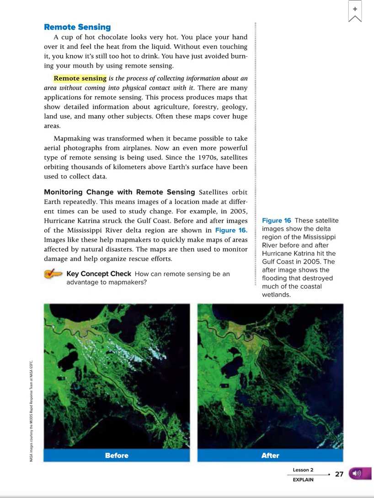Monitoring change with remote sensing. So satellites orbit Earth constantly, repeatedly. They don't stop. So this means images of a location made at different times can be used to study change. So for example, in 2005, Hurricane Katrina struck the Gulf Coast. Before and after images of the Mississippi River Delta region are shown in figure 16, so down here. Images like these help map makers to quickly make maps of areas affected by natural disasters. The maps are then used to monitor damage and organize rescue efforts.